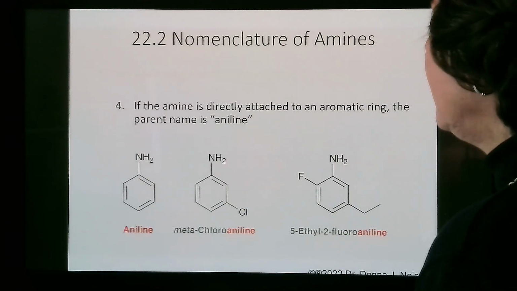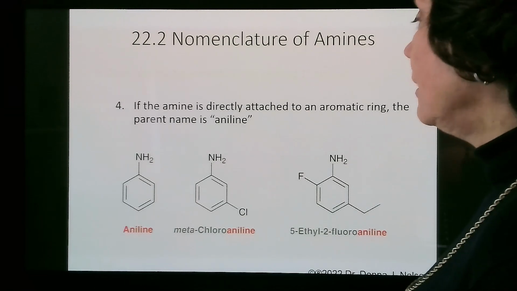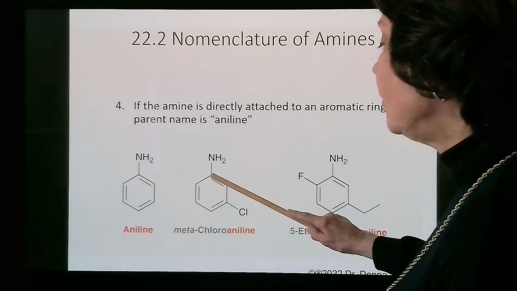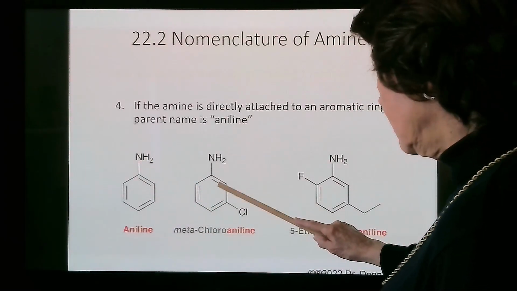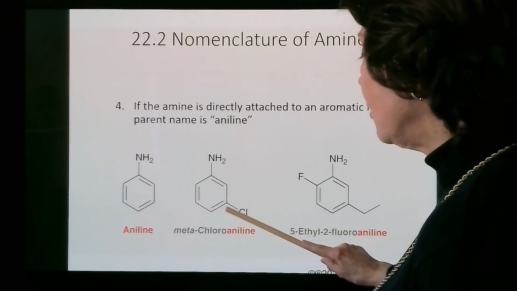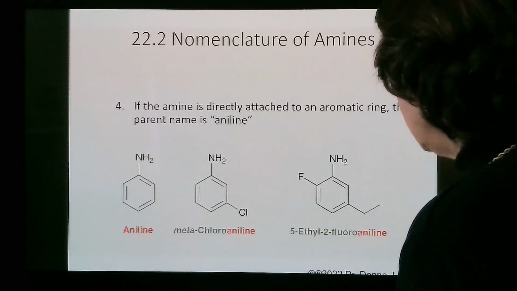If the amine is directly attached to an aromatic ring, the parent name is aniline. So this is aniline. This is ortho, meta, para. So the chloro is in the meta position: meta-chloroaniline.